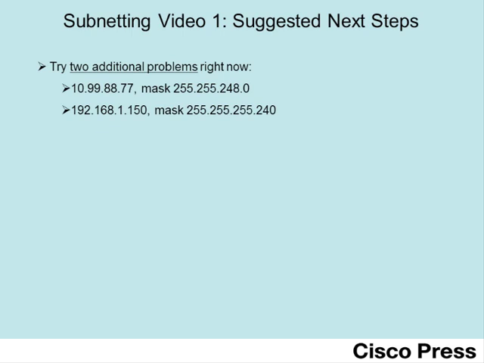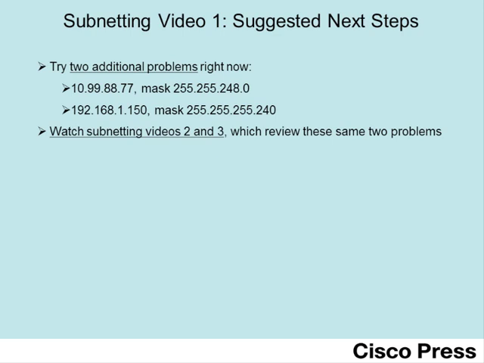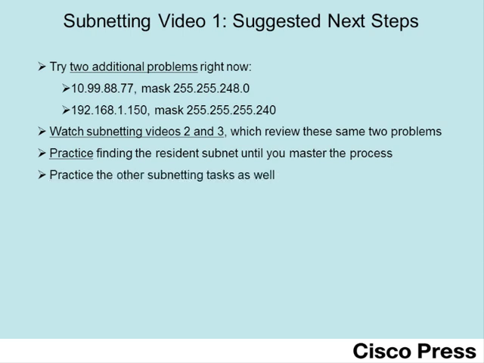So what to do from here? Well, first try a couple more problems right now. Take these 2 that you see on the screen, write them down on a piece of scratch paper, and go ahead and do them. Then review the next 2 subnetting videos, which review how to find these 2 problems using our process. That way you can work out any kinks in your understanding of how to go about finding it. Now, after doing 3 problems, you're not going to be great at it. You may understand how, but you probably won't be fast at it at that point. So keep practicing until you master the process, and practice your other subnetting tasks as well.